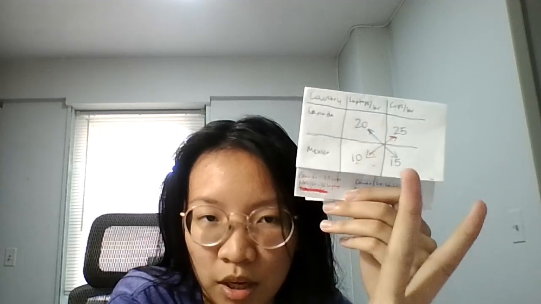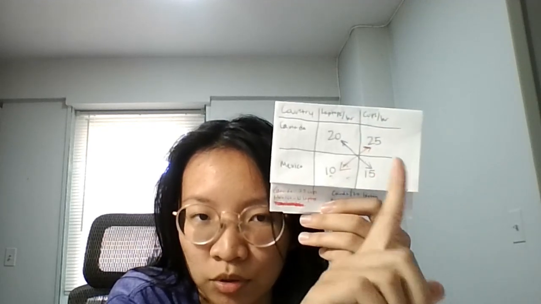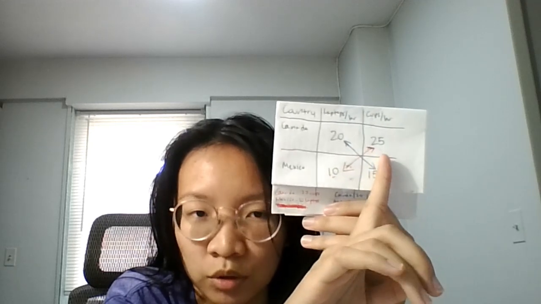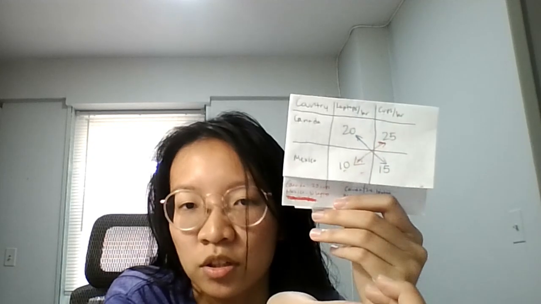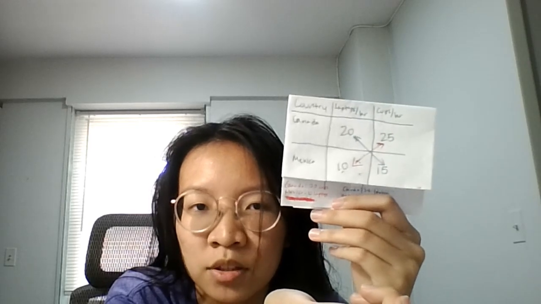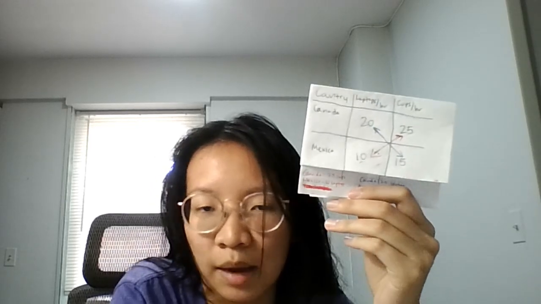And then on the flip side, the opportunity cost of producing one more cup versus one more laptop. For Canada, you divide 20 by 25, you get 4/5. For Mexico, 10 divided by 15, that's 2/3. 4/5 is greater than 2/3. So Canada should be producing the laptops instead of the cups. So that's the trade that you would get.